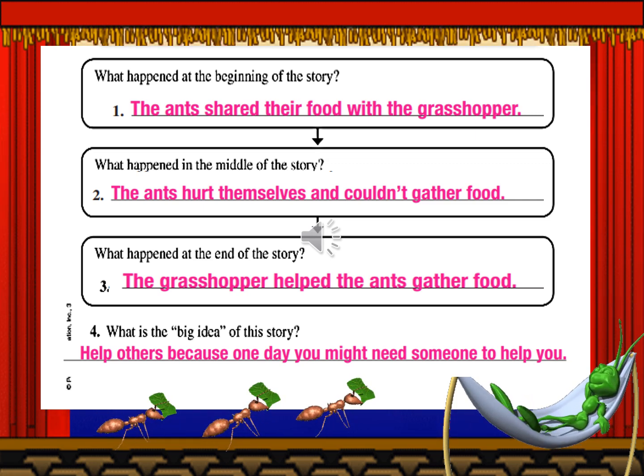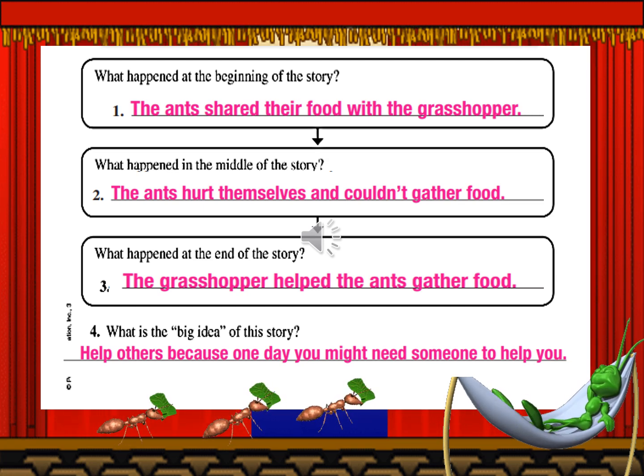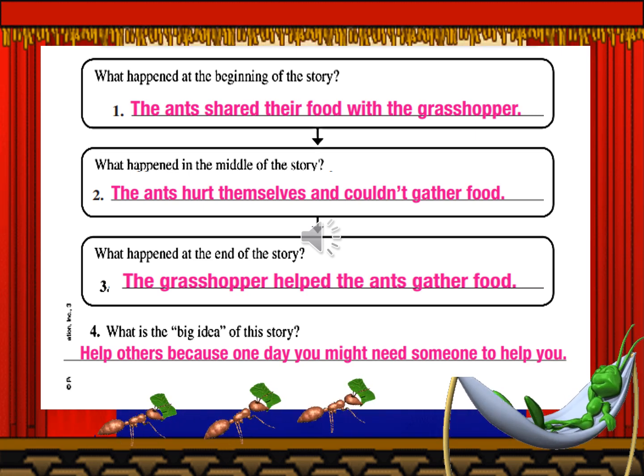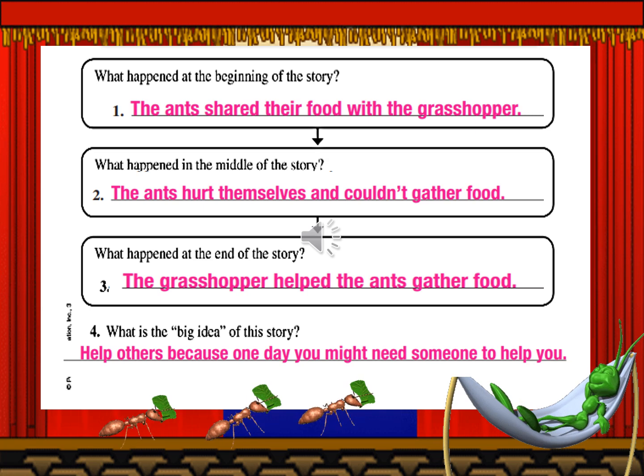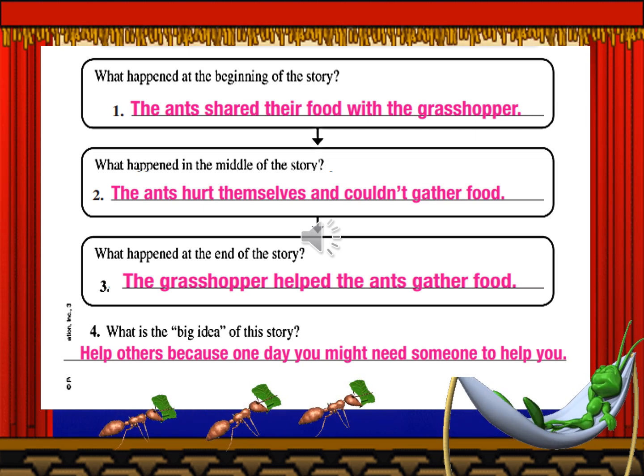The last question here, what is the big idea of the story? The big idea, as we learned, is the theme. So, what is the theme of the story? What did you understand? What is the lesson? We have so many themes here, so many ideas, but I can help you to answer. Help others, because one day you might need someone to help you.